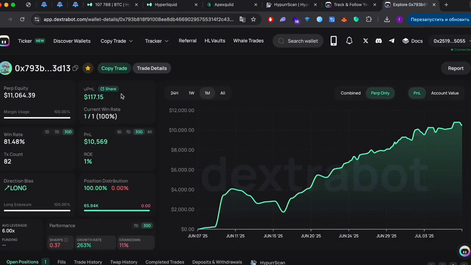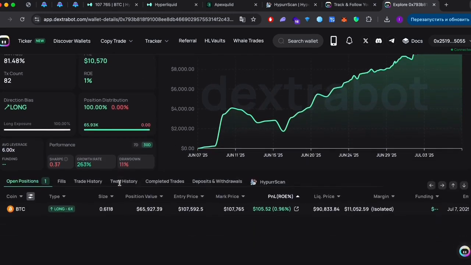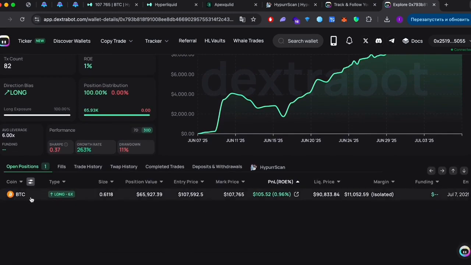And let's open another wallet. This wallet isn't particularly large. We can see that its balance is $11,000, and over all time it has made about $10,500. Basically, he started with a small balance and it gradually grew, so in fact he has made a decent profit over the last few months. Let's take a closer look at his entire history. We can see that right now he's long on Bitcoin with 6 times leverage, and his profit is only $100.